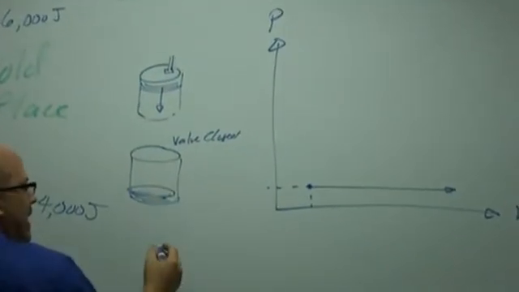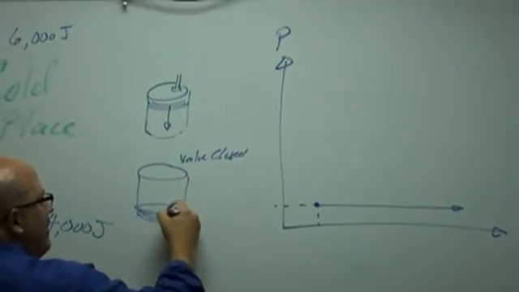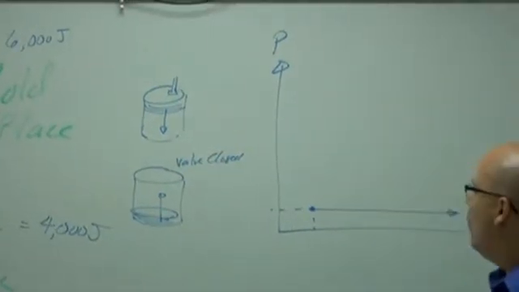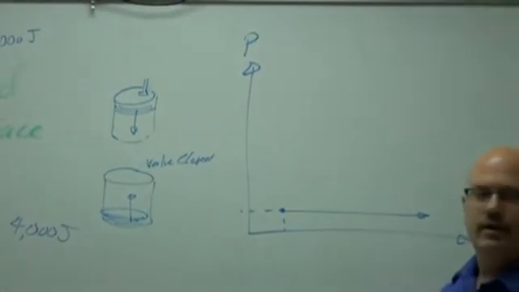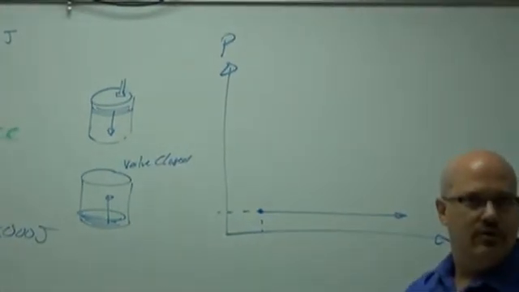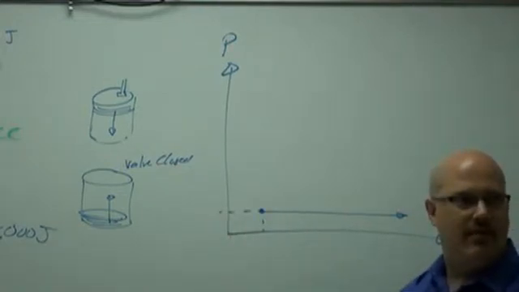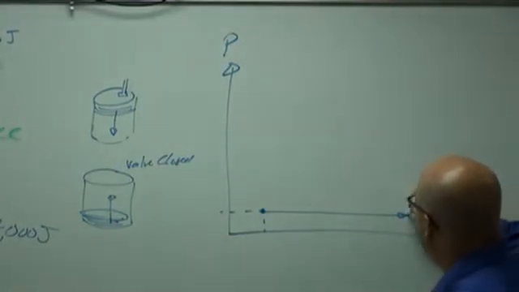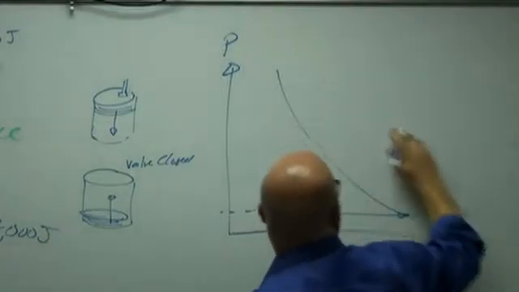The piston moves back up then. So now the valve's closed and the piston moves back up. When the piston moves back up, what happens to our pressure when our volume decreases now that the valve is closed? It goes up, right? So you get this.